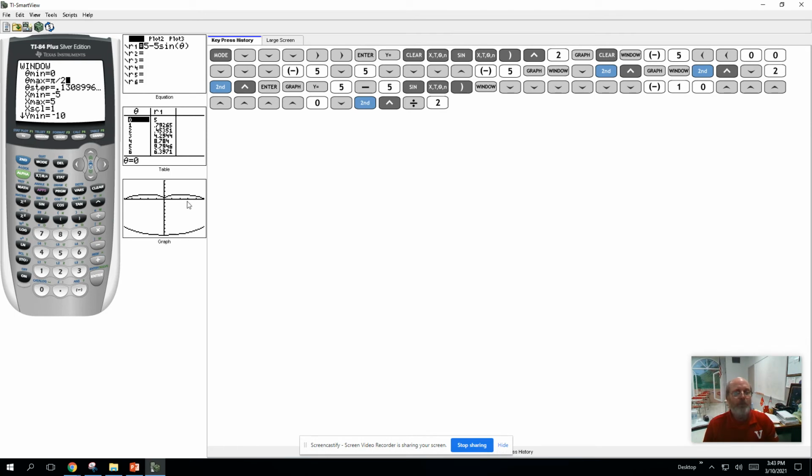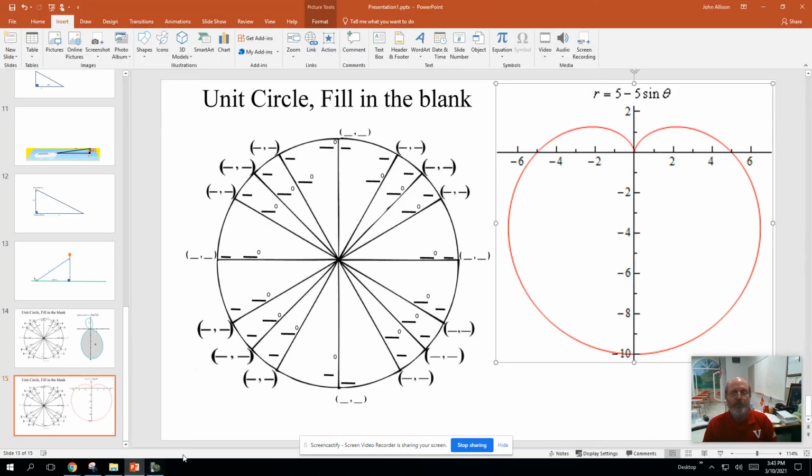I'm going to hit graph, and you'll see this part of the curve form. That's what we were looking at here. It formed this part of the curve. Started at 5, went to here. So now what's going to happen when we go past pi over 2 and get to pi?